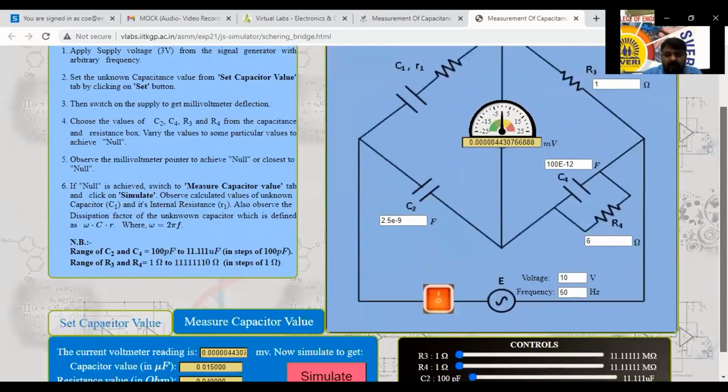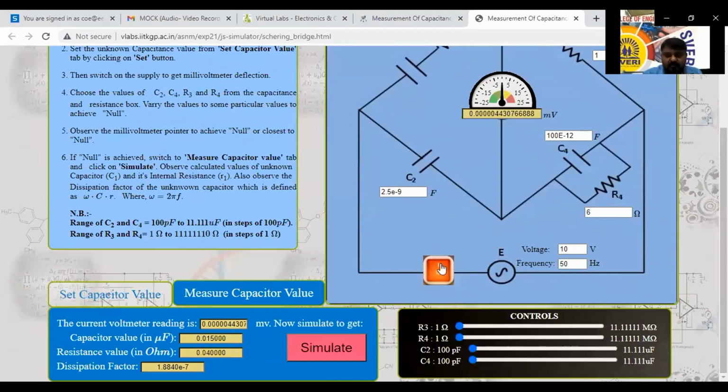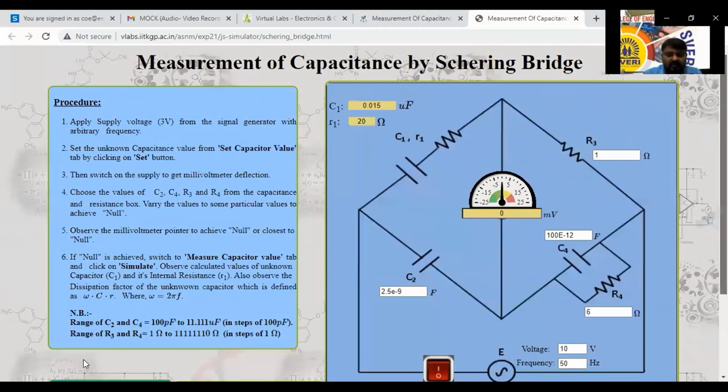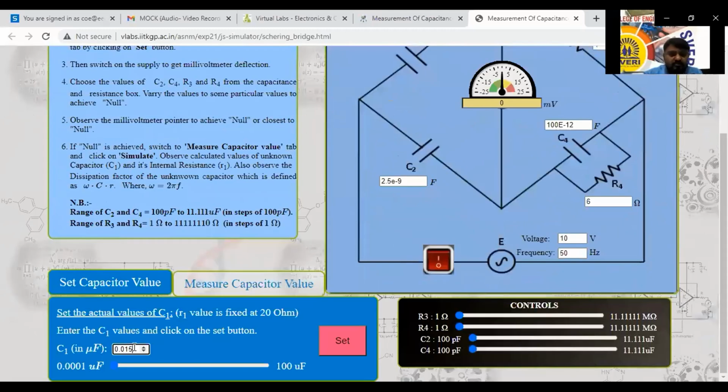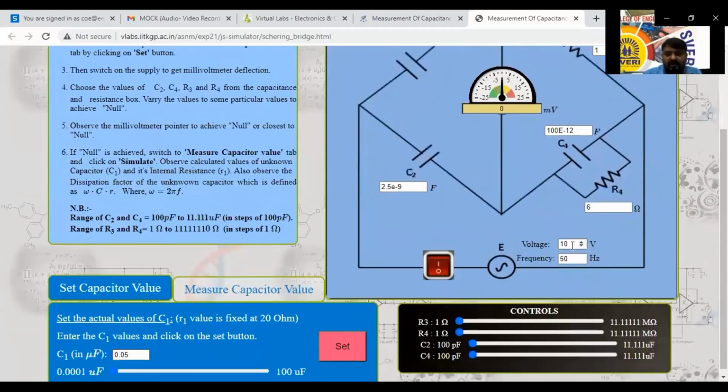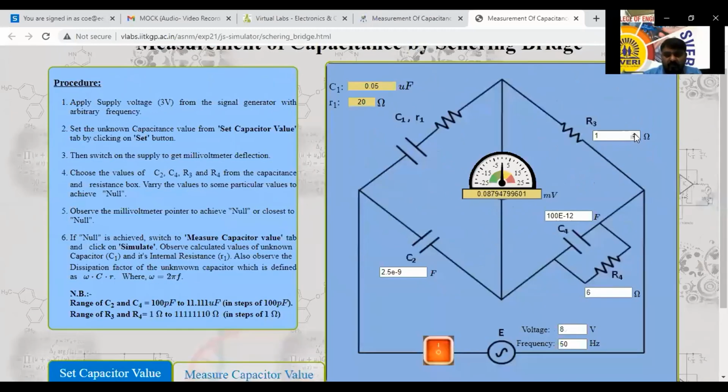If you want to take one more reading, just switch off the supply. Change this capacitor value. Again, you go to the set value, set capacitor value. We will make this 0.05. I will set that value. Not 0.15. And the voltage is 8 volt. I will set it here now. Keep 50 hertz. I will click on it. Here by varying this one, you have to increase.